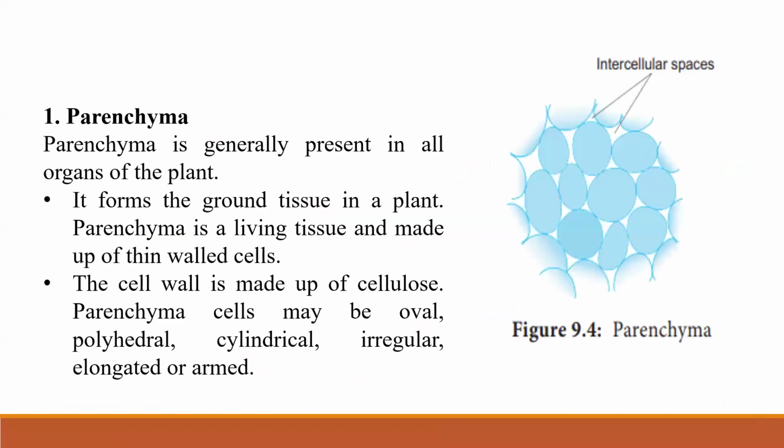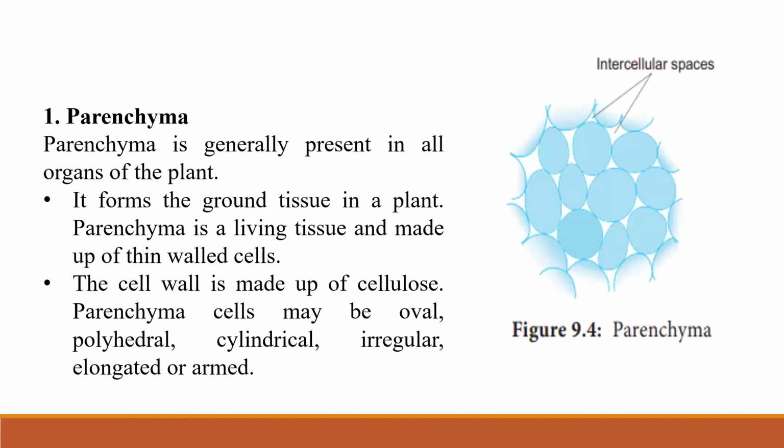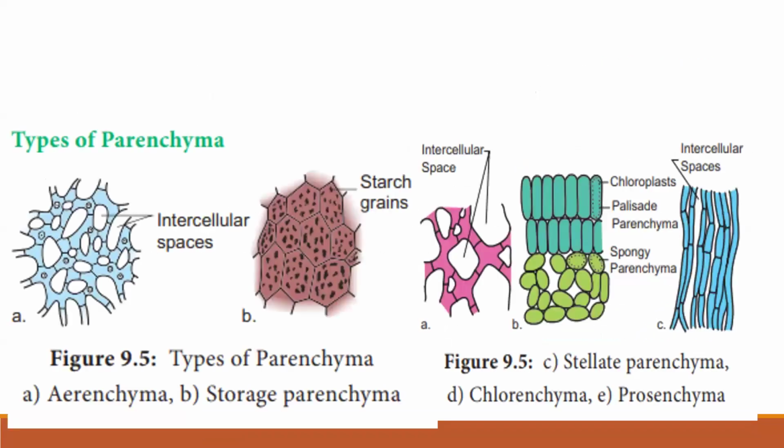Okay, so this is about the parenchyma. Parenchyma is a simple permanent tissue. Simple permanent tissues mean they are made up of one type of cells, and they are structurally and functionally similar, hence the name simple permanent tissues. So here the simple permanent tissues are parenchyma, collenchyma and sclerenchyma. Parenchyma is the living cell. Okay, so what are the functions of this parenchyma?